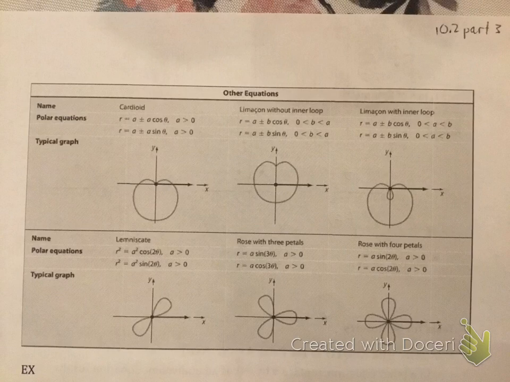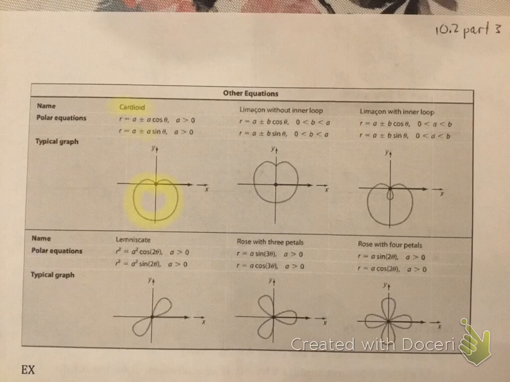So if we look at the first example, this is a cardioid, and r equals a plus or minus a cosine theta, where a is greater than 0. Notice that the value in front of cosine and the value that's being added to it are the same. Another one we could have is r equals a plus or minus a sine theta. Once again, notice that these values are the same. And it makes a graph. So this is what a cardioid, and I might be saying it incorrectly, looks like.